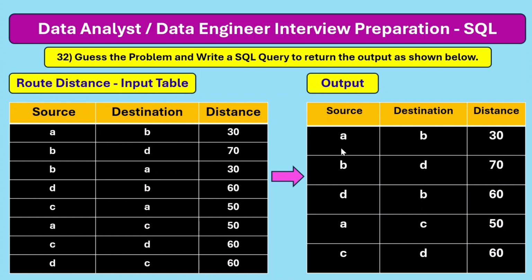That is, we need to return both the forward and backward paths only if the distance between them is distinct. Now we'll start solving this problem in SQL Server.